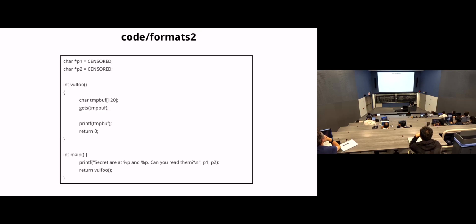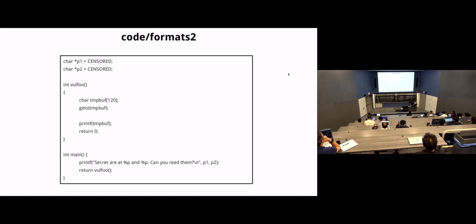In our second example, we are not trying only to peek the stack. We are trying to pick some secret in the memory. So there are two global variables, two pointers, P1 and P2. They point to two strings. Those two strings are not in the stack, right? Instead, they are in the .data section. But we have those addresses. In the main function, we print out the secrets at those two addresses. So can you read them?